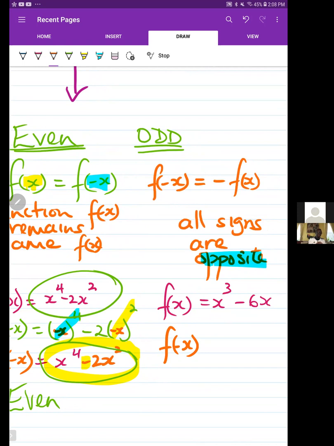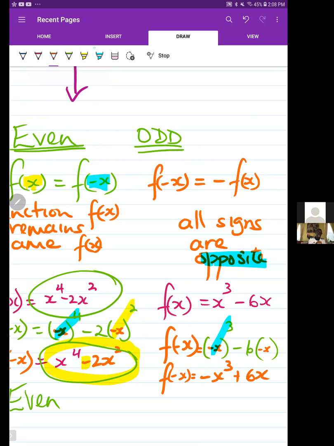So I'm going to find f of negative x, which means I'm going to take my function and I'm going to plug in negative x wherever x was, and let's analyze what happened. So we're plugging in negative x in there, negative x in here. If you take negative x and you cube it, that's a negative x cubed. So this would now become negative x cubed. And then negative times positive here becomes positive 6x. So f of negative x is equal to negative x cubed plus 6x.